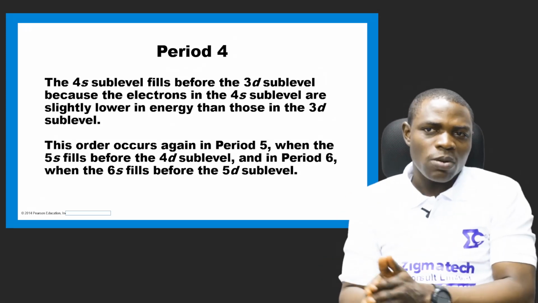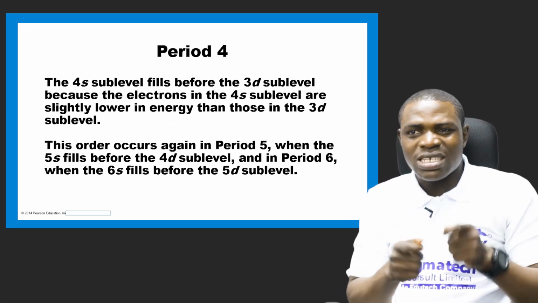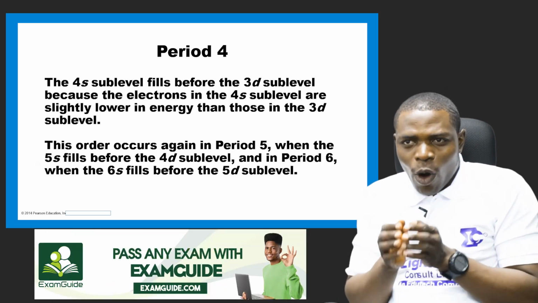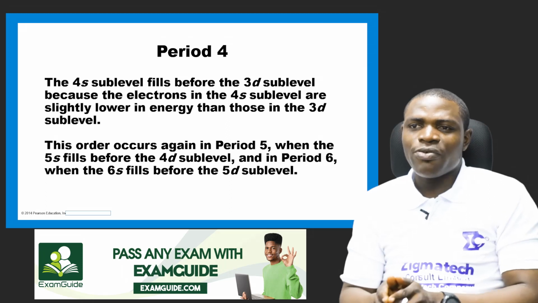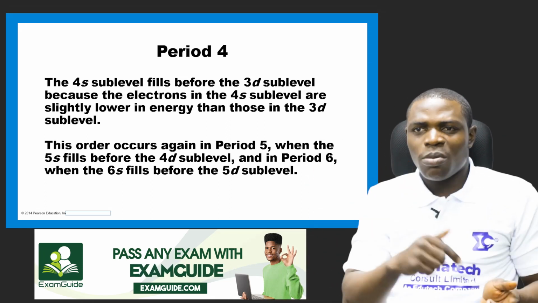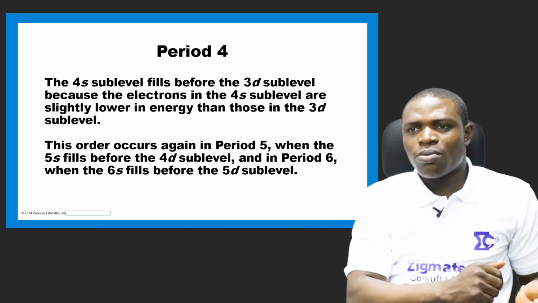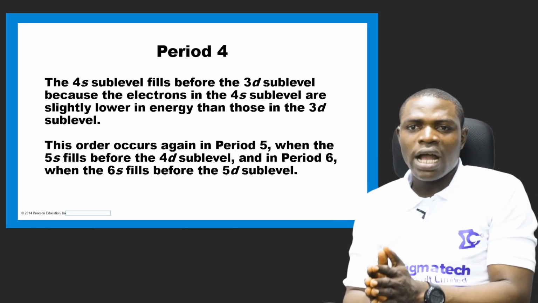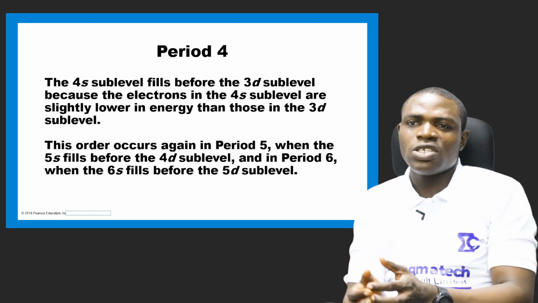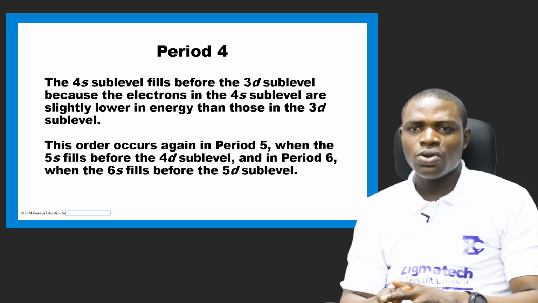this 4s level energy and 3d. So there's a slightly lower energy of 4s than that of 3d. So 4s will come before 3d. Instead of 3d coming before 4s, 4s will come before 3d. This is chemistry, and this is what is obtainable. If you do anything outside this principle, you cannot actually do the right thing.